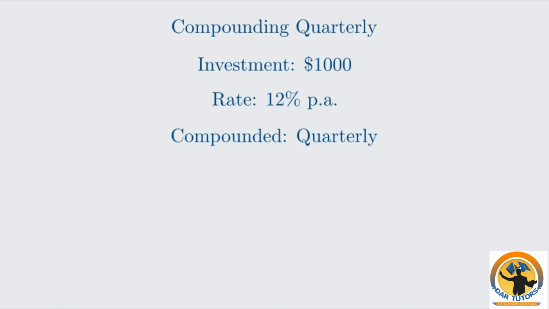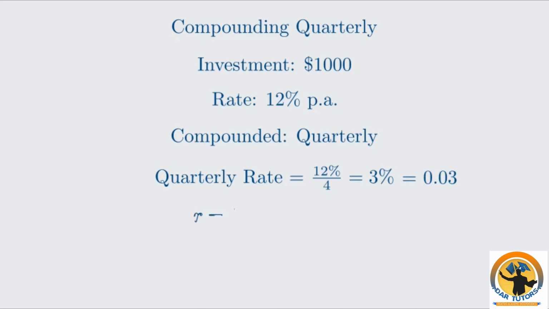First, we need to find the interest rate per compounding period. Since the annual rate is 12% and it's compounded quarterly, we divide the annual rate by 4. The quarterly interest rate is 12% divided by 4, which is 3%. As a decimal, this is 0.03. This gives us our growth multiplier for each quarter. The growth multiplier, R, is 1 plus 0.03, which is 1.03.